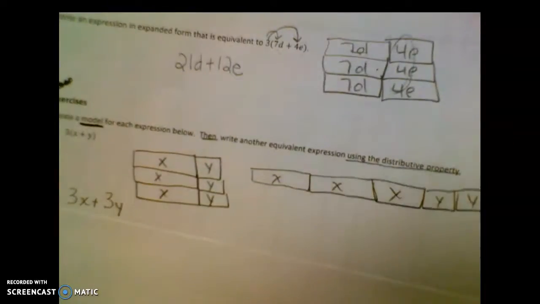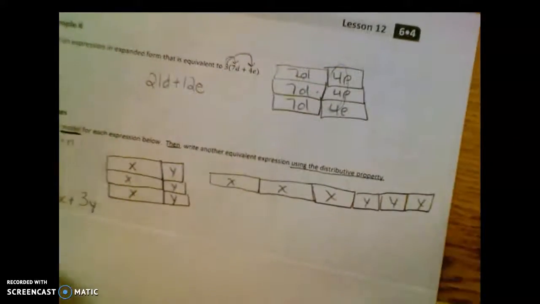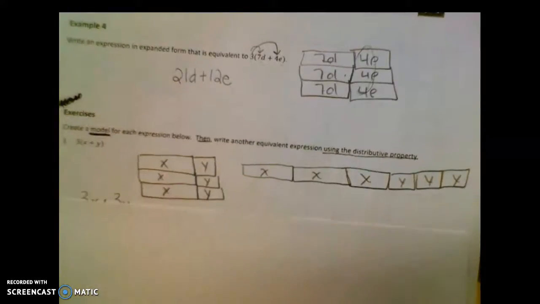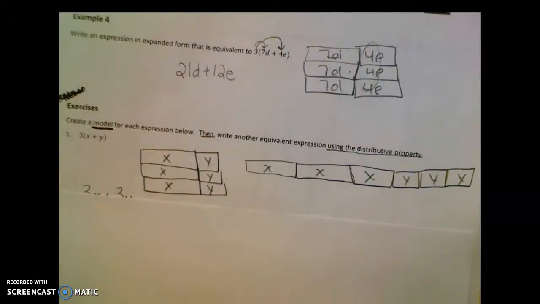If you are back with me, it means you have finished your work and you're ready to check in, or maybe you want to check in with problem 1 to see if you did it correct before you move on to problem 2. So when I create a model for 3x plus y, that means I have 3 groups of x plus y.